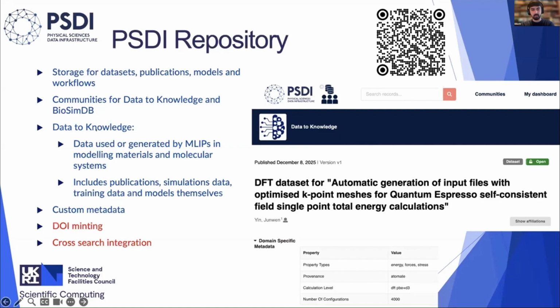There are two different communities currently set up. There's one for us and there's one for the biomolecular simulation community. And each of those communities has its own domain-specific metadata, so you can store some relevant information about your specific dataset. For example, in this case, we're saying that this dataset contains information about energies, forces, stresses. You might want to store the number of structures, number of elements, so you can ultimately query this data and find it more effectively.